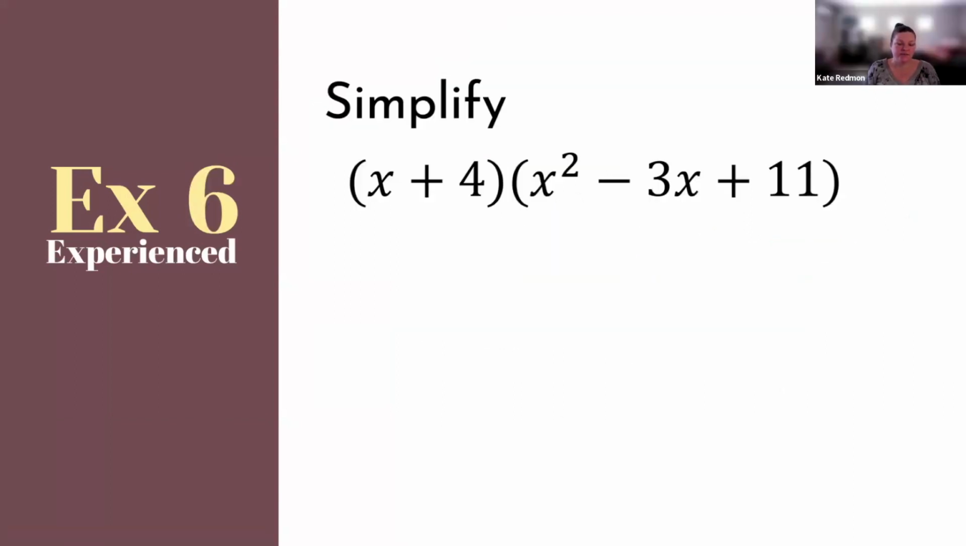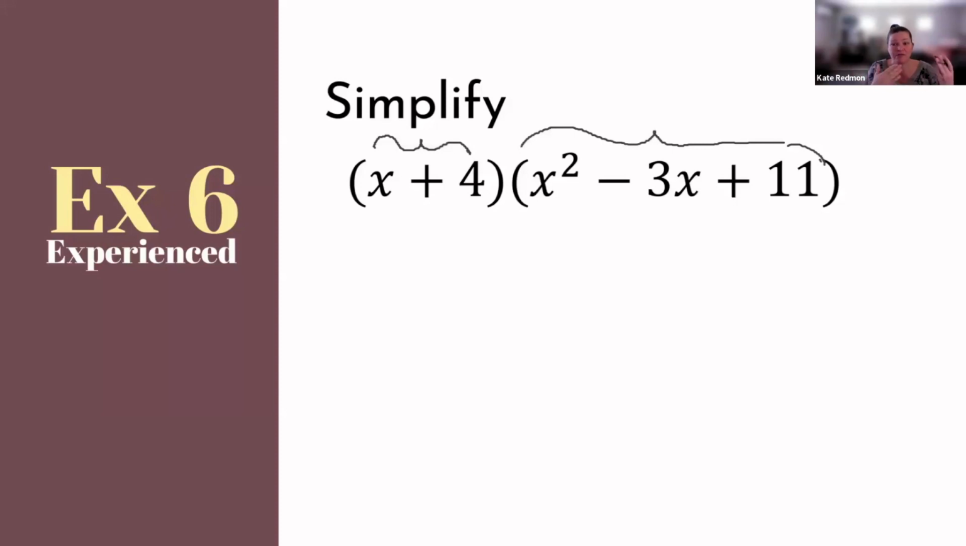Example 6. Again, we see this simplify language, which is kind of generic, so we better be able to read the symbols. This time I see the quantity of x plus 4 times the quantity of x squared minus 3x plus 11. Now, I'm going to tell you the truth. You'll probably only see binomial times binomial on the GED.